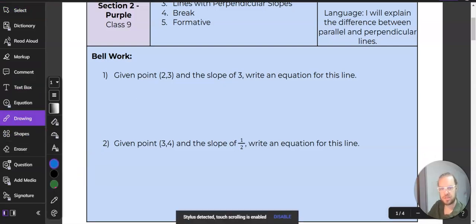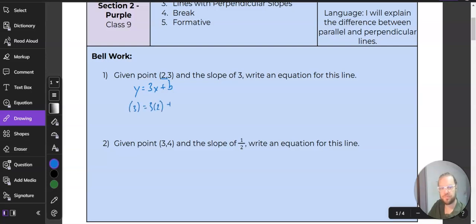Alright, so I'm going to assume that you did it, so here's how we do it, just to make sure that you did it right. So the first thing we're going to do here is write out our equation using that slope, so y equals 3x plus b. Then we're going to use this point and plug it in. So y would become 3, x would become 2, and now we can solve for b. So we get 3 equals 6 plus b. Move that 6 over, and we're going to get that negative 3 equals b.